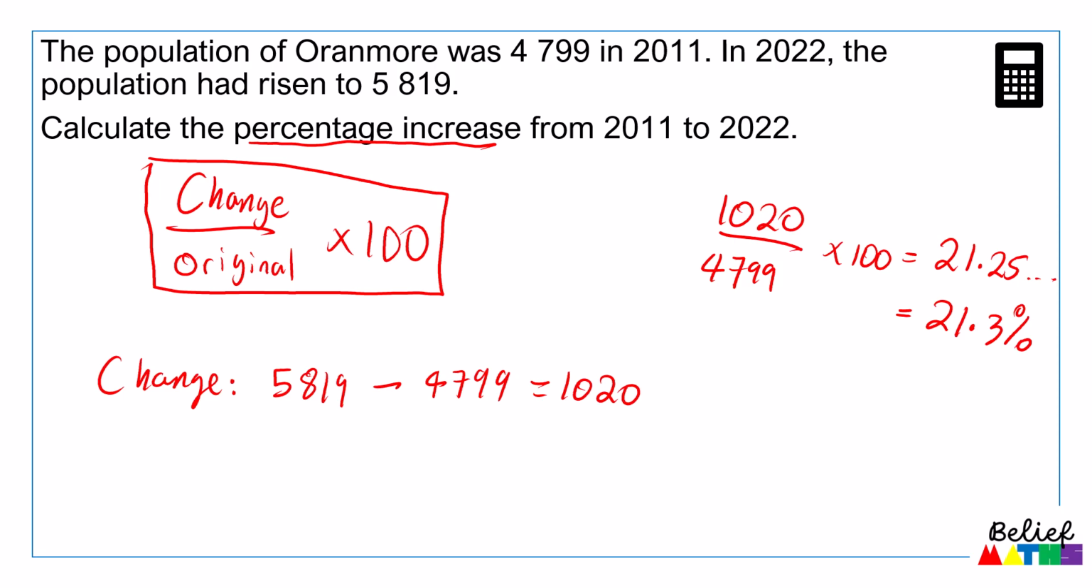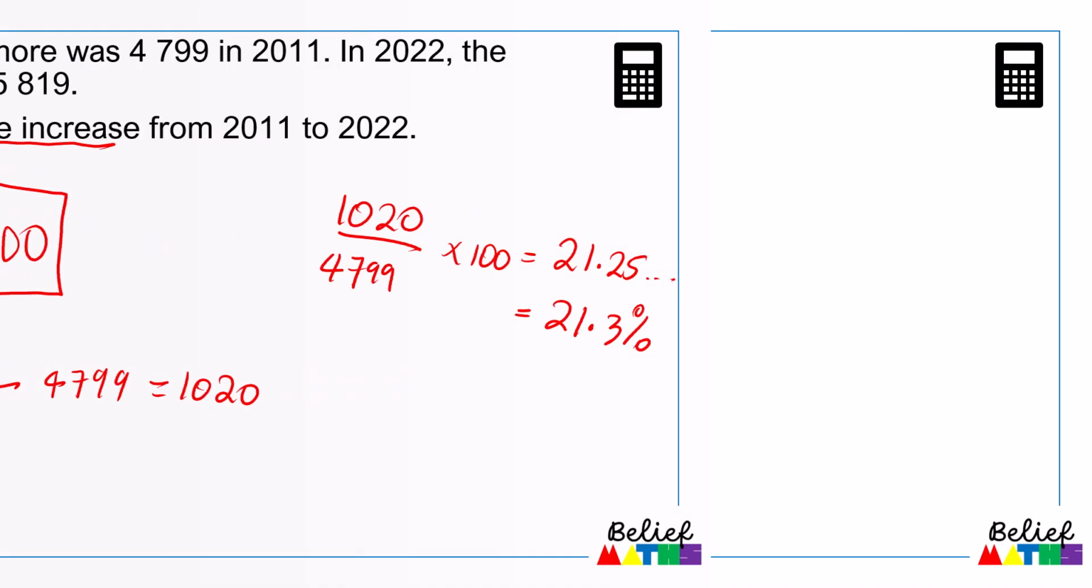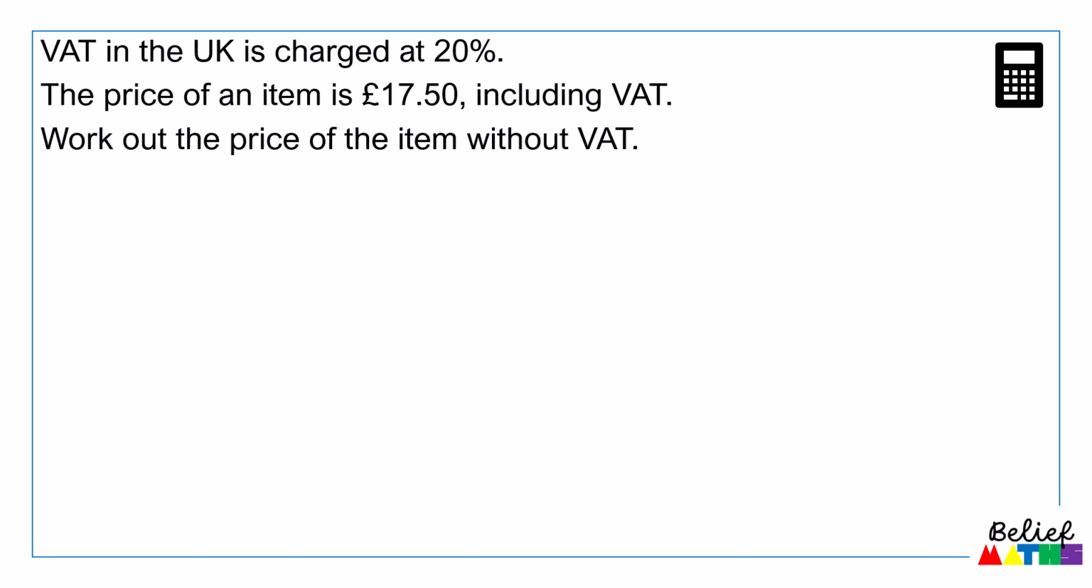Okay, so remember, when we're finding a percentage increase or a percentage decrease, we do the change over the original and multiply it by 100. Now this question again is our reverse percentages. We've got a value here including VAT, and we want to find it without the VAT. So this is our reverse percentage.